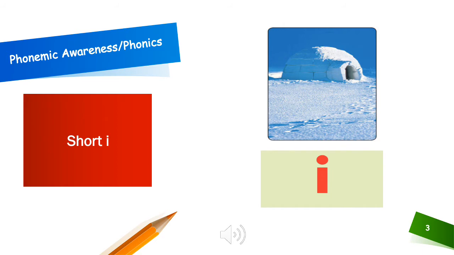Let's start with our phonics. Our first sound is the short I sound. Short I makes the I sound. I as in igloo. Can you repeat after me? I, igloo. I, igloo. Your turn.